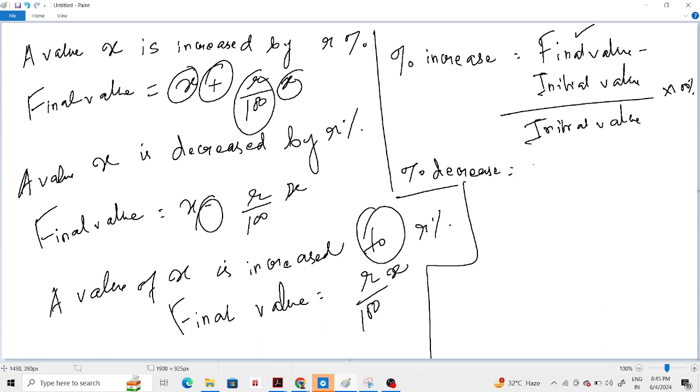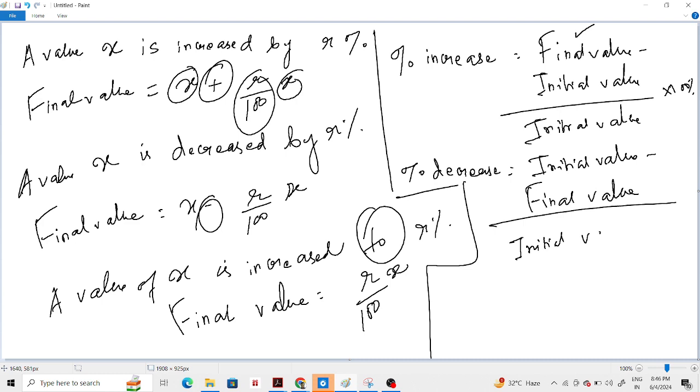Now what is percentage decrease? Okay, sir. Percentage decrease is the initial or the original value minus final value, this whole divided by initial value into 100%. Okay, that is a percentage decrease. Why? Because percentage decrease means that the final value is less than the initial value. So that is why initial value minus final value divided by initial value only into 100%. Right, you got it? Okay, sir.